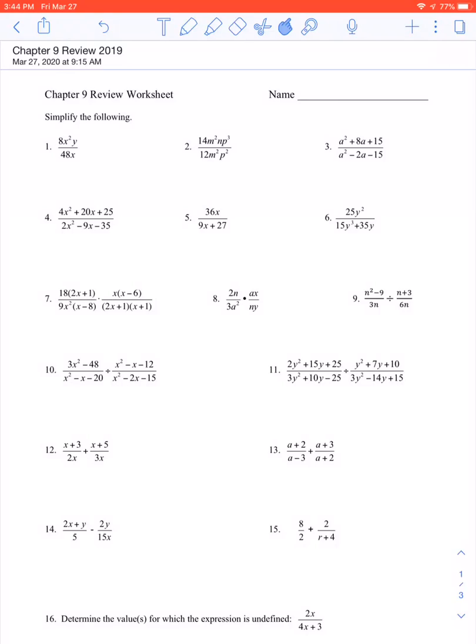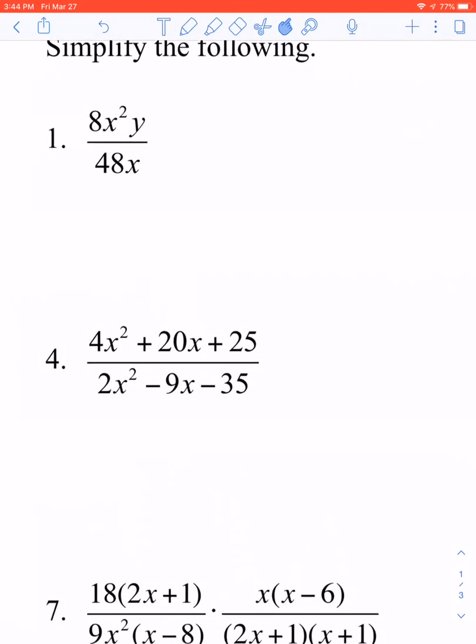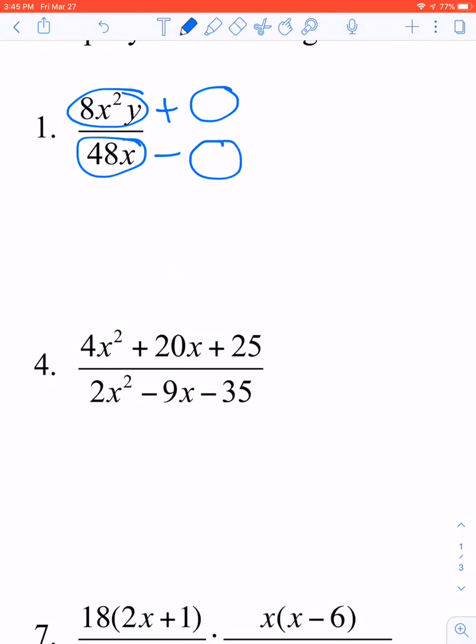Okay, so we're going to start with number 1. So everybody get to number 1. Number 1 is 8x squared y over 48x. Now, this is one term on the top over one term on the bottom. And I'm going to write in blue because it's a different color than black, so it'll be easier for you to see. Since this is all one term, which means there's no plus something else or minus something else on the bottom or on the top, this is the only term. 8x squared y is the term, and then 48x is the only term on the bottom.